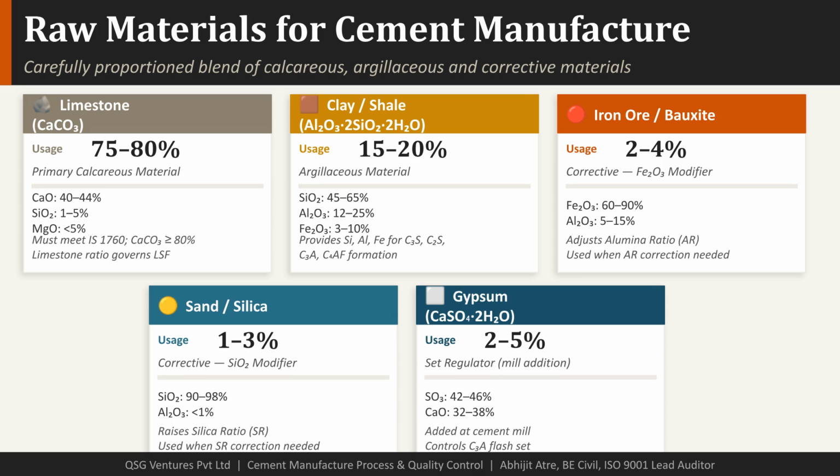Cement manufacture relies on a carefully proportioned blend of calcareous, argillaceous, and corrective raw materials. Limestone is the primary component, providing 75 to 80% of the raw mix. Clay and shale provide the argillaceous materials. Iron ore, bauxite, sand, silica, and gypsum are used as corrective materials to achieve the desired clinker chemistry and quality.